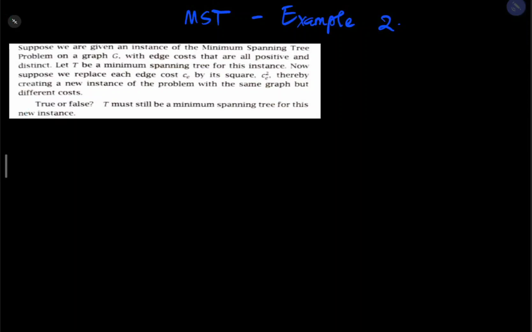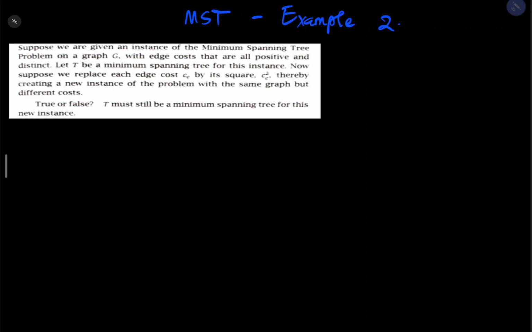We are going to look at this second example on MSTs. I would like for you to pause the video, read the question and come right back. This question is asking whether for a given MST, let's call it T, if we square all the edges, would we still have the same MST? That's what the question is asking.